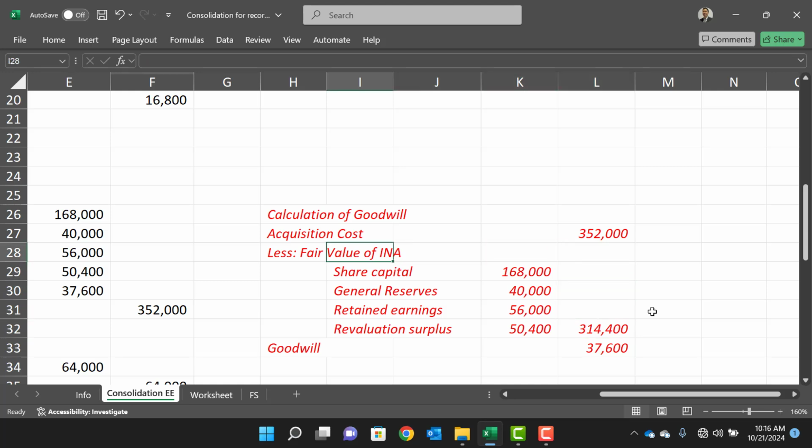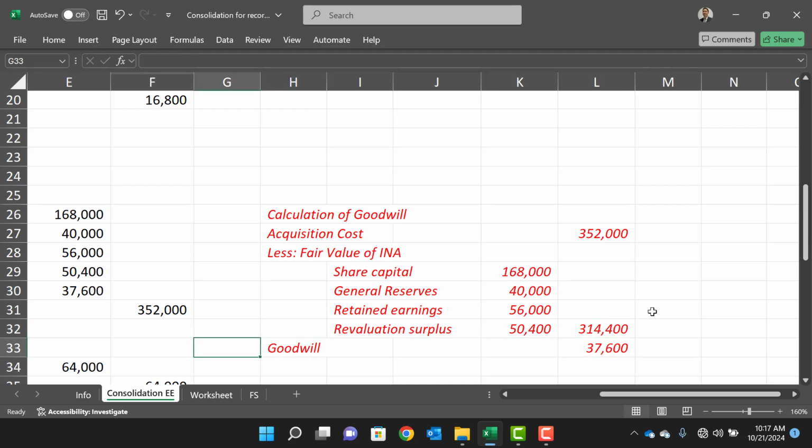So get the fair value of identifiable net asset: share capital, general reserves, retained earnings, and revaluation surplus. We have this 314,400 kina. Acquisition cost was given in the information a while ago. So we have goodwill, the difference between these two. If acquisition cost is greater than fair value of identifiable net asset, then that will result to goodwill. Otherwise, that will result to gain on bargain purchase.